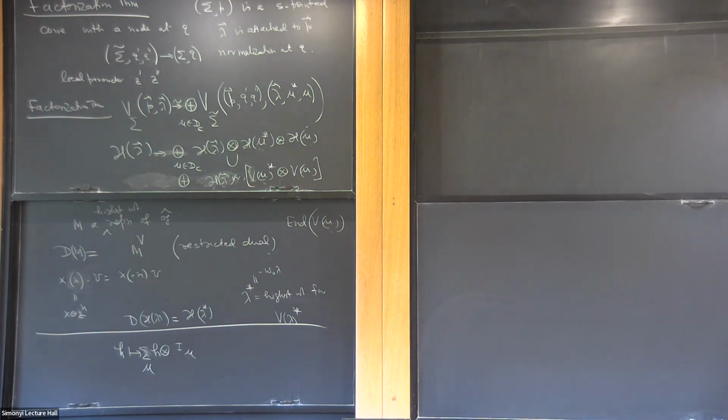Sorry, I just have a naive question. Does that live in some kind of completion of the tensor product? No, it's finite dimensional. V mu is finite dimensional, so no completion. Okay, you must have said that.